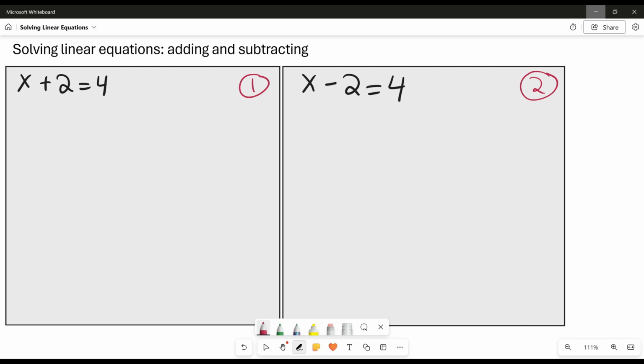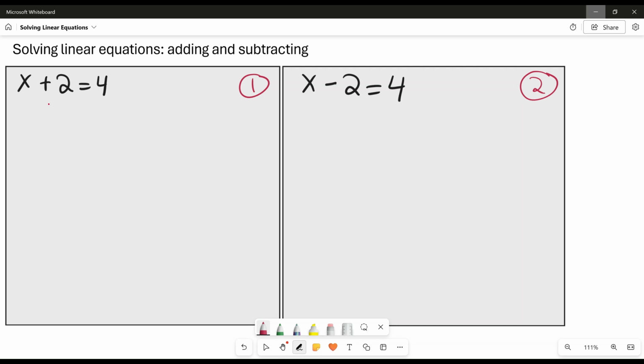Here in equation 1, we want to solve for x. And x is being accompanied by a plus 2. This plus 2, we need to get rid of it because remember, in order for you to solve for x, you need to isolate x. So that means that plus 2 here needs to go away. And the only way we can do that is we subtract 2. We do the opposite of addition.